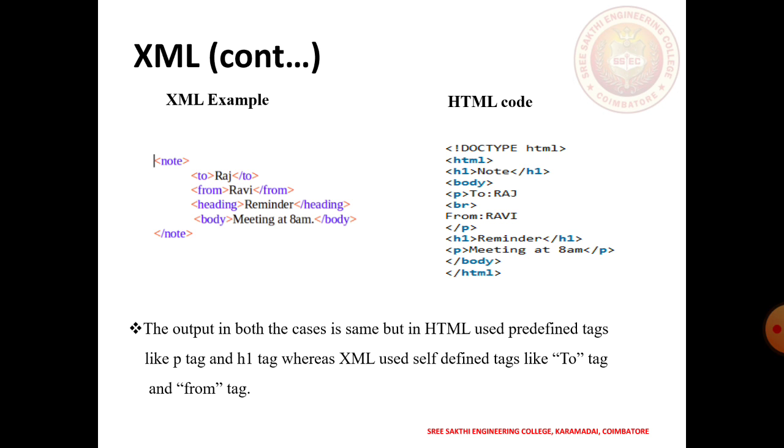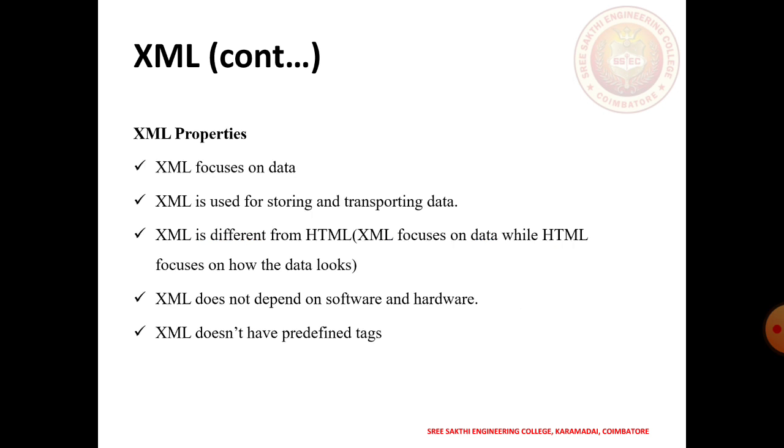The same file can be written in HTML code. The HTML code should begin with the doctype HTML, where the note can be written using the heading tag, and the remaining should be written inside the body tag. On execution of both programs, they will display the same output, but HTML uses predefined tags like h1, body, paragraph, break, but XML uses self-defined tags like to and from.